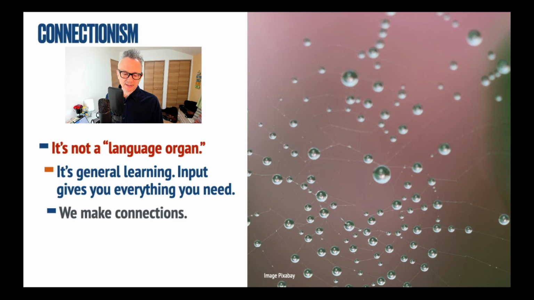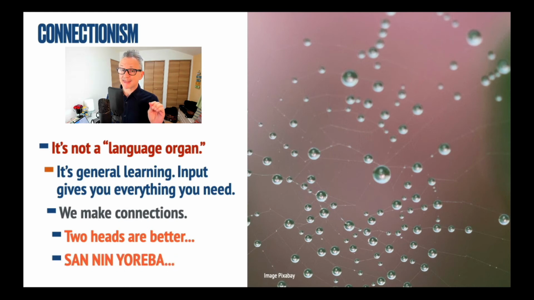So try to finish these sentences. 2 heads are better than... You know the answer. 2 heads are better than 1. If you speak Japanese, you probably know how to finish this sentence. 3人よれば文殊の知恵, which is a rough translation, or a rough pair, to the 2 heads are better than 1.